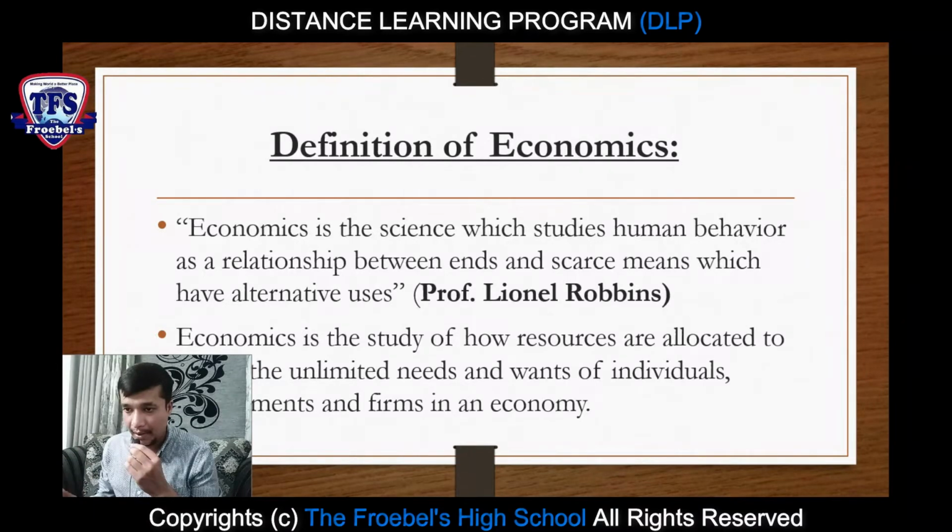The first thing from the definition is that economics is the science. Economics is the science in which we are finding the human behavior. So in other words, we can say that economics is the science of human behavior, or that economics deals with human behavior as a relationship between two things, ends and scarce means.